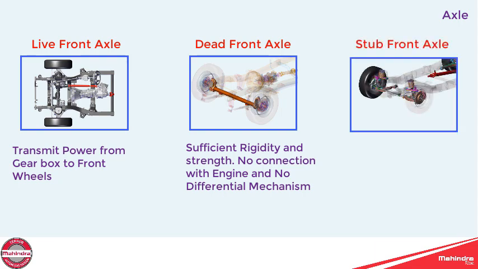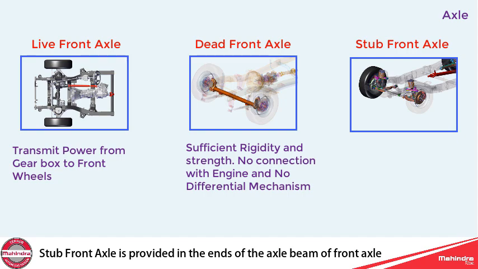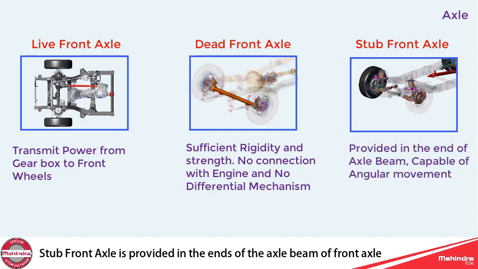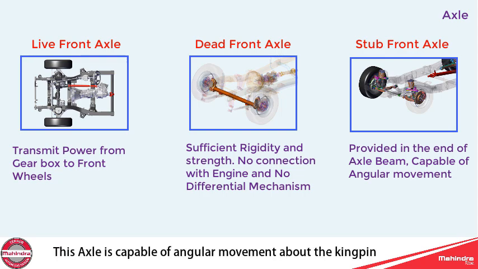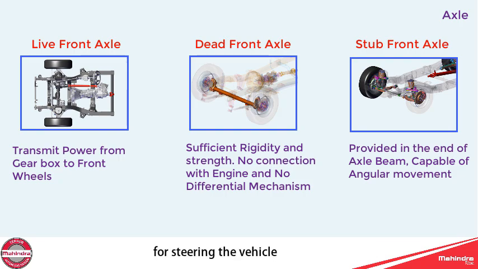Stub front axle. The stub front axle is provided at the ends of the axle beam of the front axle. This axle is capable of angular movement about the kingpin for steering the vehicle.